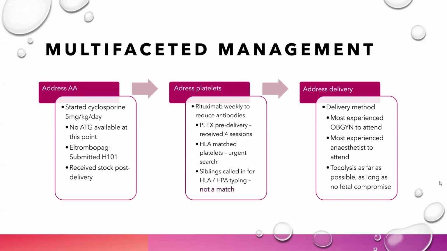So she had rituximab. I think she got 3 doses of Ritux. She was plasma exchanged 4 times pre-delivery, basically in the week or so pre-delivery. And as I said, we instituted an urgent search for HLA matched platelets. She had 5 siblings that were all called in for HLA and HPA typing, and unfortunately, none of them were a match.